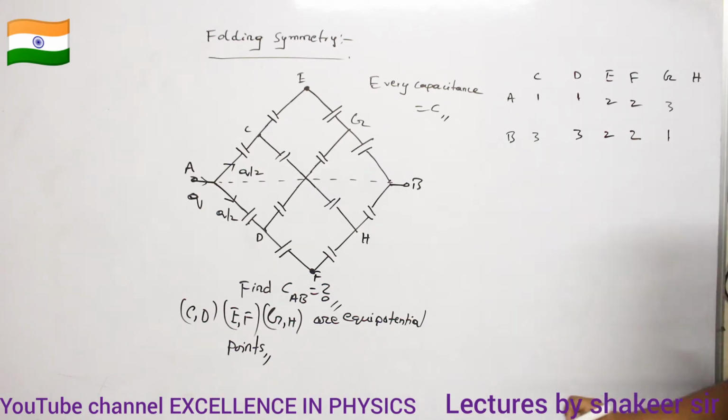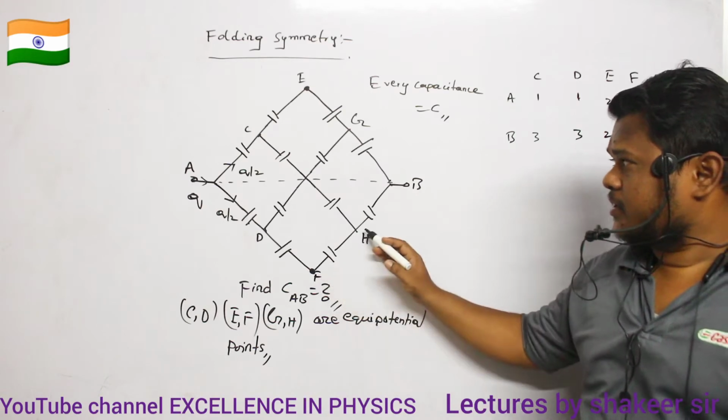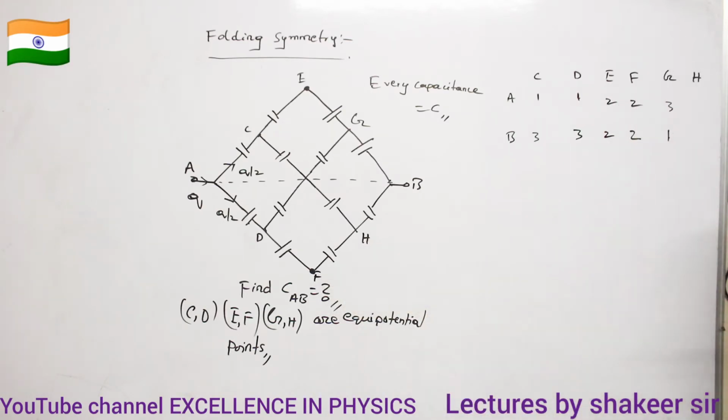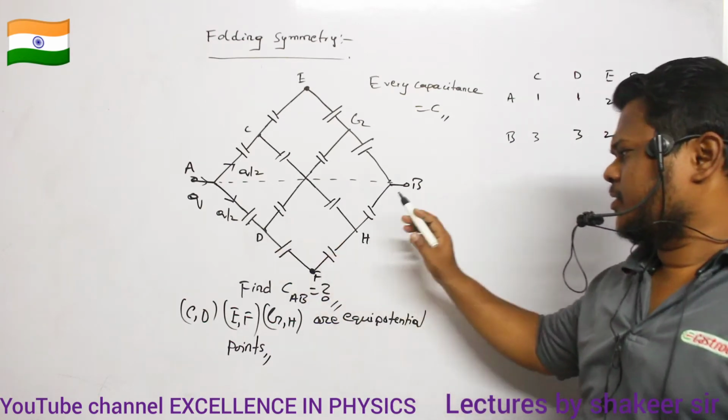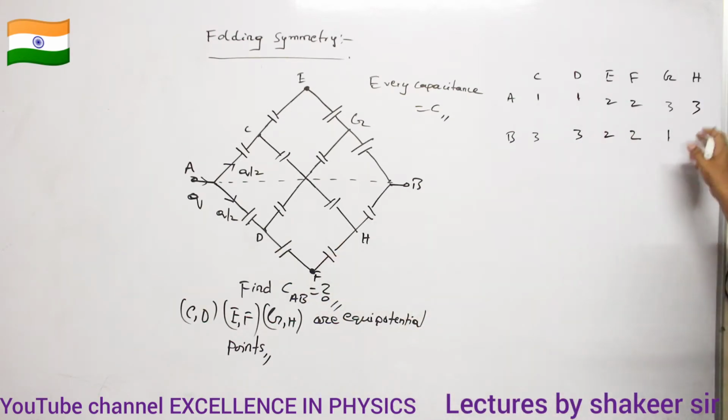Next to point H. Where is H? Here is point H. Now from point A, shortest path: 1, 2, 3. 3 capacitors. Clear? And from B to H, 1 capacitor.